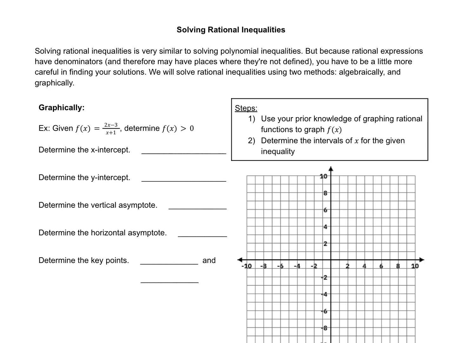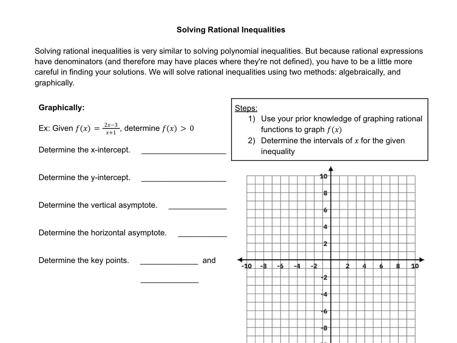In this video, we'll be looking at how to solve rational inequalities. And we're going to start off with a graphical approach, which will have quite a bit of familiarity. So given f(x) = (2x - 3)/(x + 1), we're going to determine if f(x) is greater than 0. And we're going to do this graphically, so we need to find our intercepts, our asymptotes, and some key points.